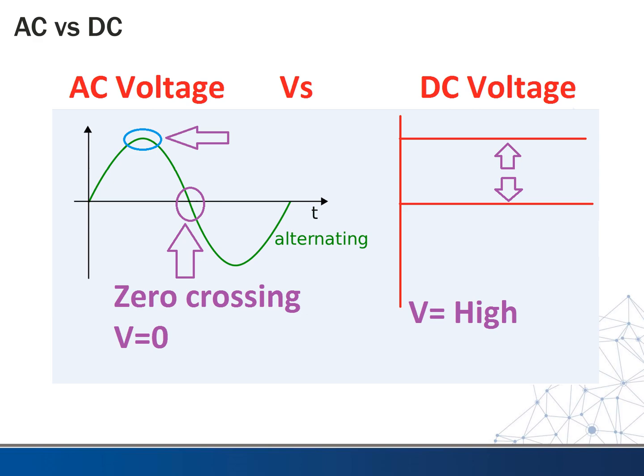In an AC voltage system, the voltage is constantly alternating in a sine wave pattern. You'll have a peak there, which is the blue circle, and then zero crossings, which is the purple circle, and it's constantly alternating. In the United States, this voltage current relationship alternates 60 times a second, or 60 hertz.